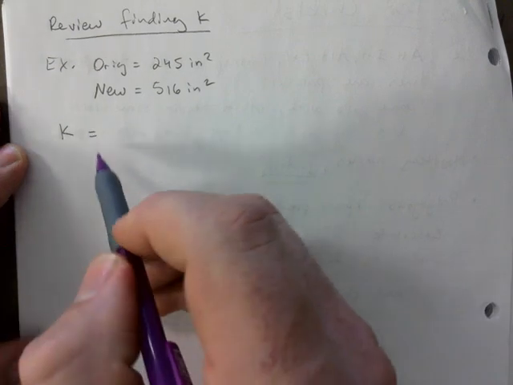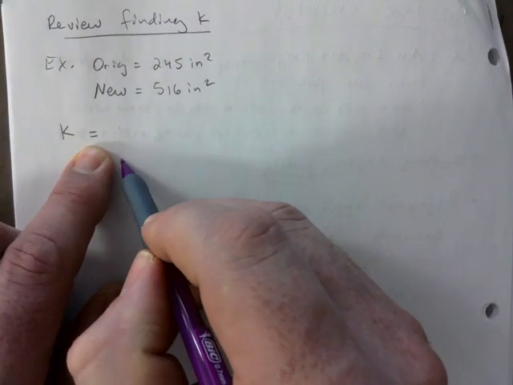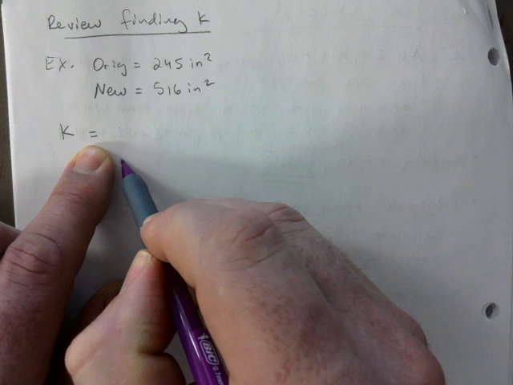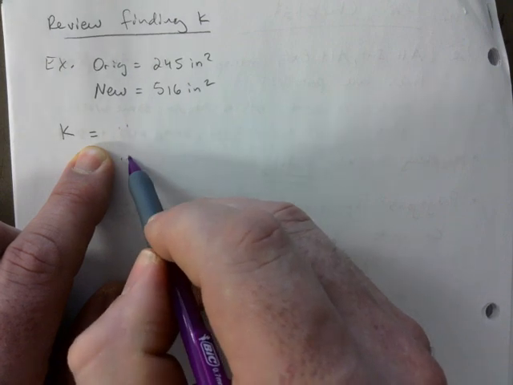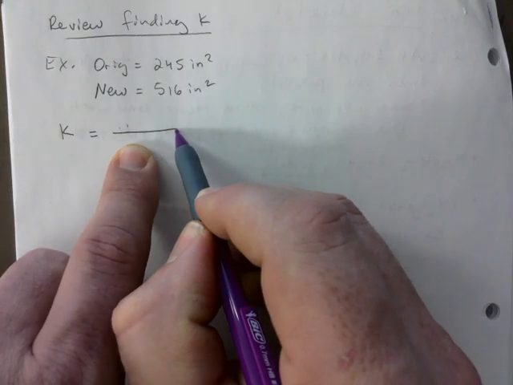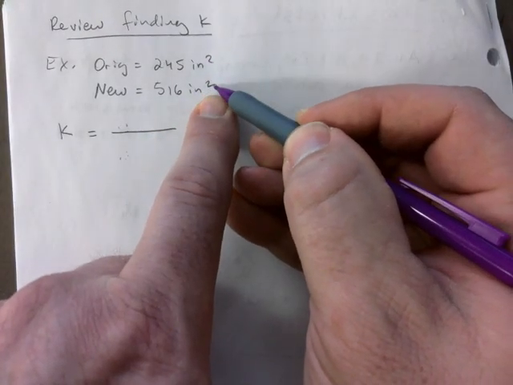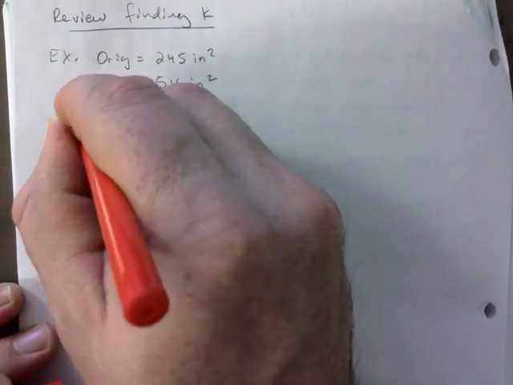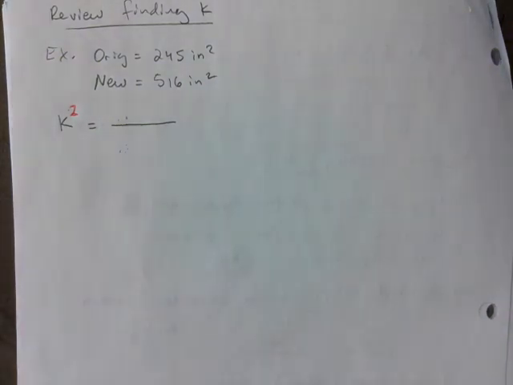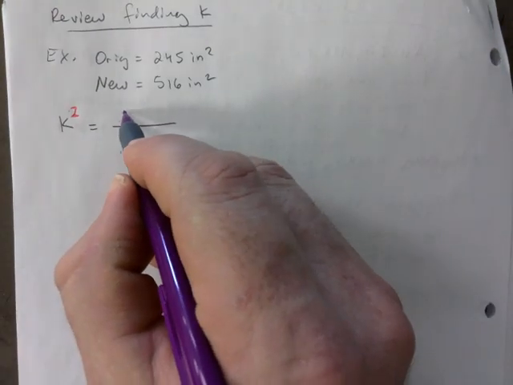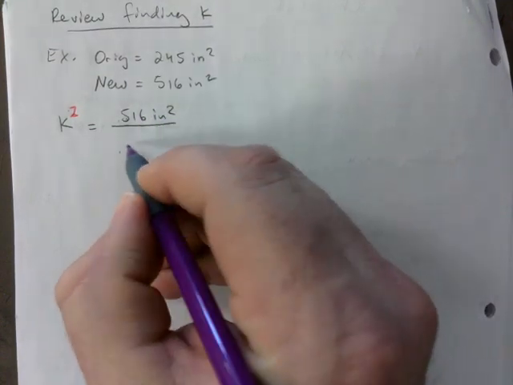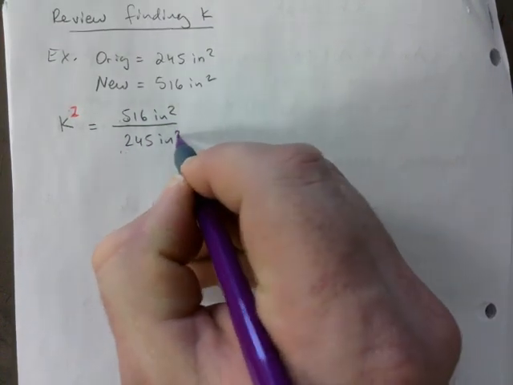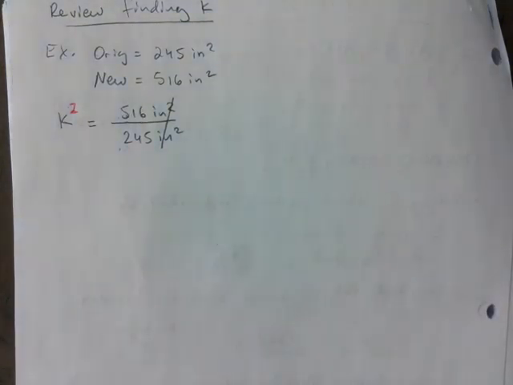Well, scale factor is always new over original, correct? You remember that part? Or model over actual, depends on the scenario. So what I need you to remember is we're talking squared units, correct? So you want to make sure you put squares. That means that the scale factor right now is squared. And so you go 516 squared inches over 245 squared inches. Perfect. It cancels out. That's what we want. And here you're going to have to take the square root in order to get the correct scale factor.